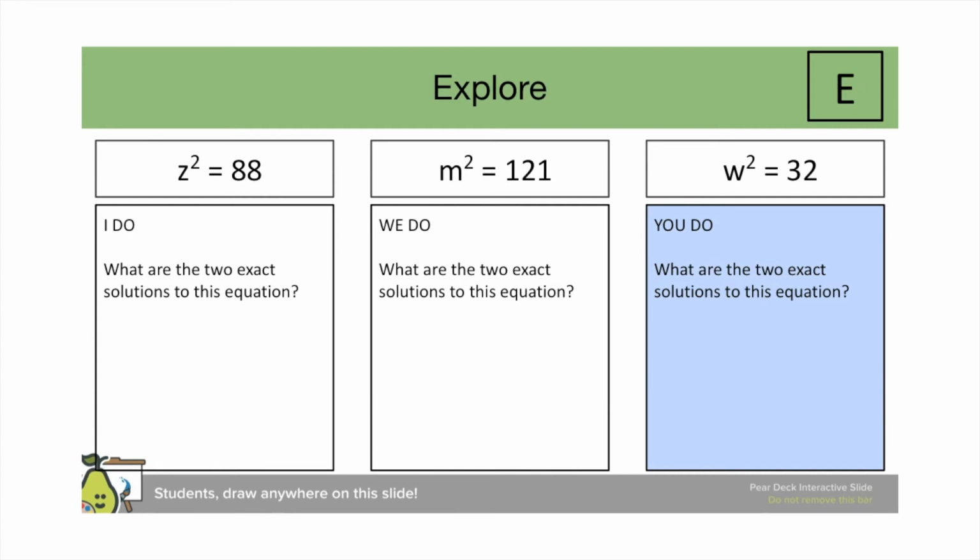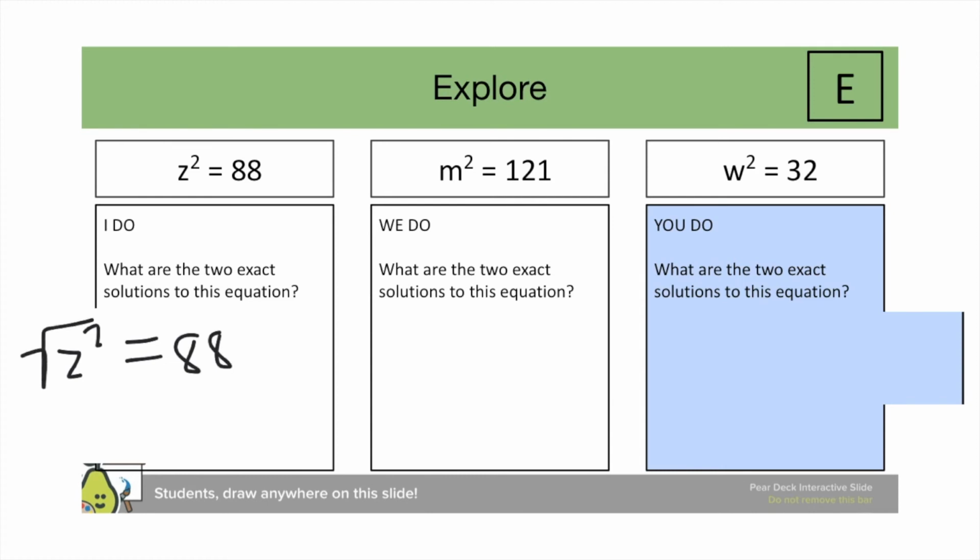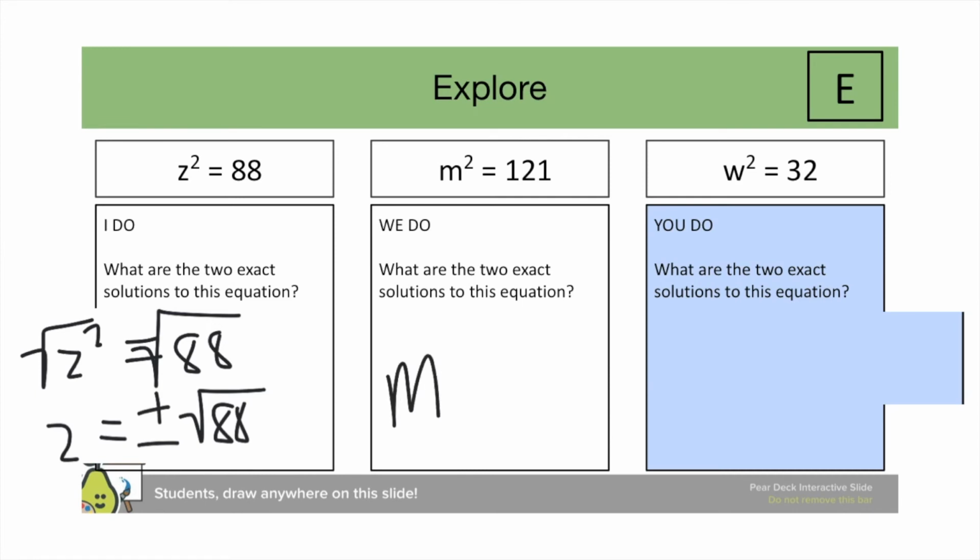For the I do, I'm going to show students that when I do the square root on both sides, z is equal to positive and negative square root of 88. For the we do, students should know that m is equal to positive and negative 11. And for the you do, students are going to say w is equal to positive and negative square root of 32.